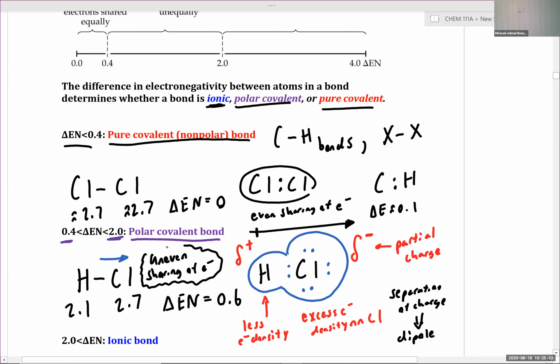This uneven sharing of electrons results in excess electron density on our more electronegative element, which results in the buildup of a partial negative charge. The less electronegative element, such as hydrogen, has electron density pulled away from it. As a result, it accumulates a partial positive charge. This separation of charge is represented by a dipole, which we indicate by drawing an arrow from our partial positive atom to our partial negative atom in our chemical bond.